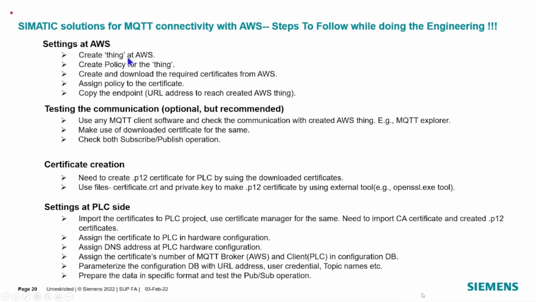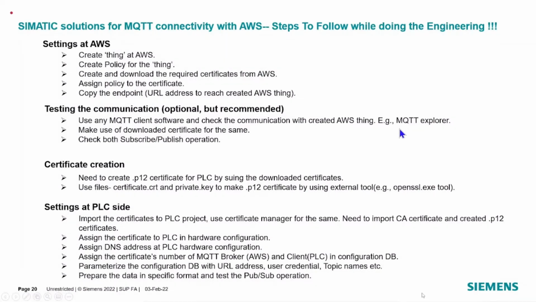Then settings at the AWS side: we have to create a thing at AWS. Then we have to create a policy. We have to create or download the required certificates and assign the certificate to the policy. Some settings are required at the AWS side, for example, we have to get the domain name or fully qualified domain URL address. You have to copy it from the AWS side. So once the AWS side settings are done, please check the connection with AWS, whether reading and writing of data is happening or not, by using any third-party tool.